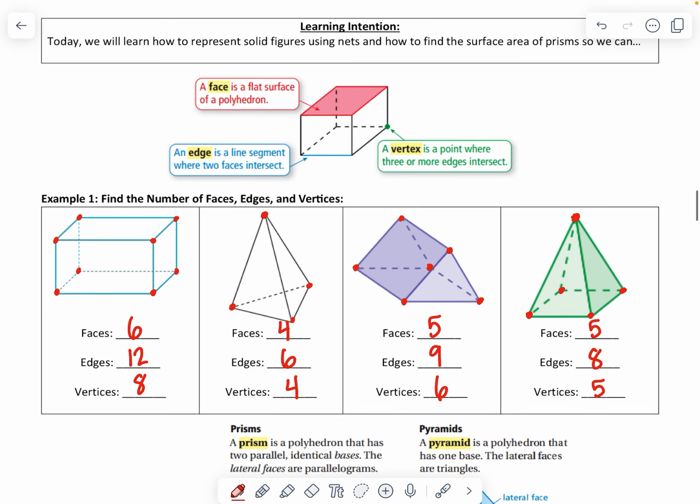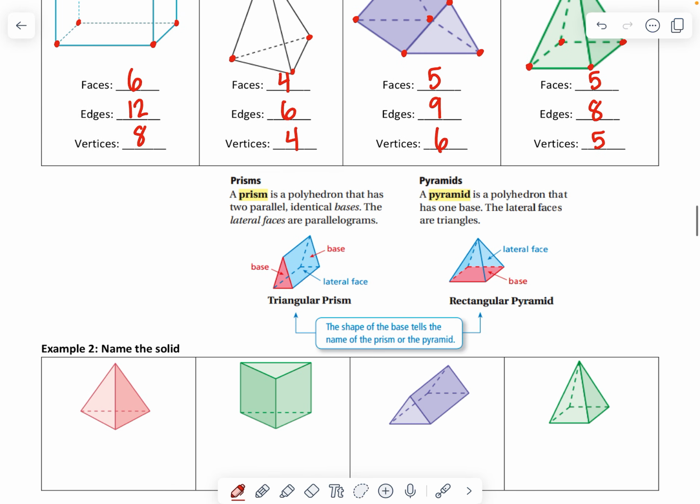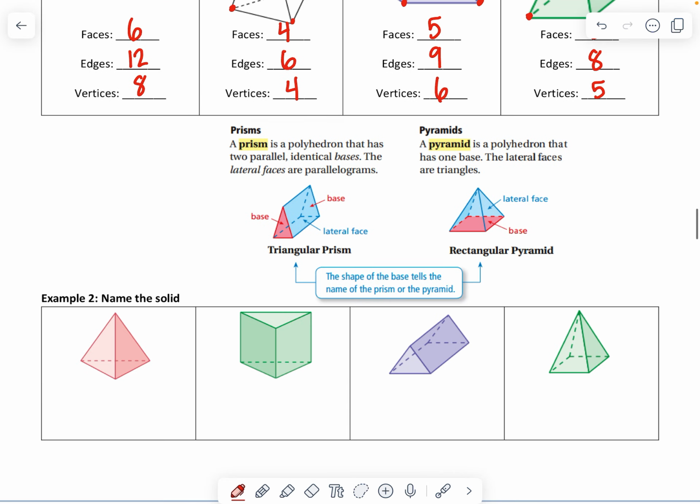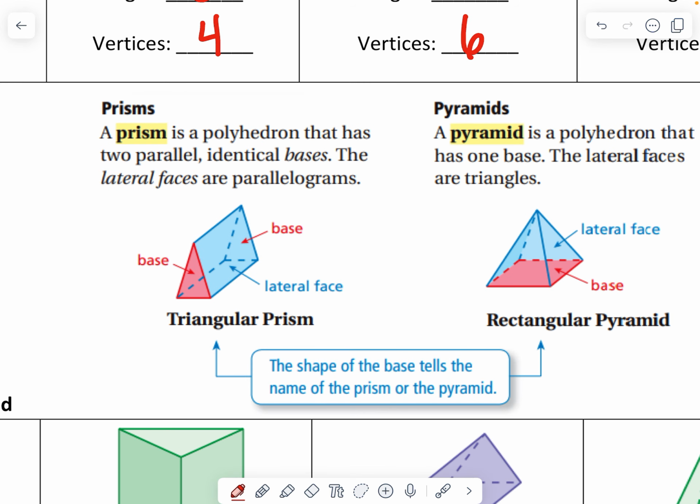So we've got our vocabulary words down for face, edge, and vertex. Now we're going to talk about the difference between some prisms and pyramids. So a prism is a polyhedron that has 2 parallel identical bases, and the lateral faces are parallelograms. So they have 2 bases. That's an important distinction. Okay?